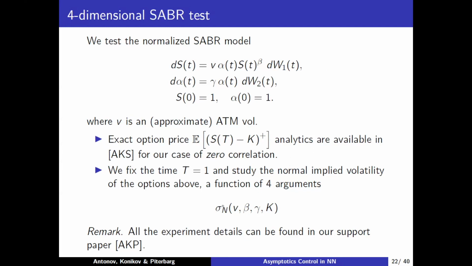So we have a function of 4 arguments. Sigma is the normal implied volatility of this process. It has V as the initial implied ATM vol, the beta skew parameter, gamma vol, and psi k. So again, all the experiments can be found in our SSRM paper.